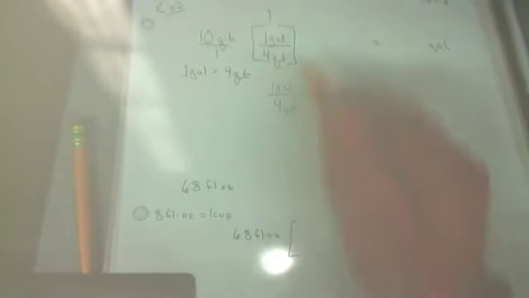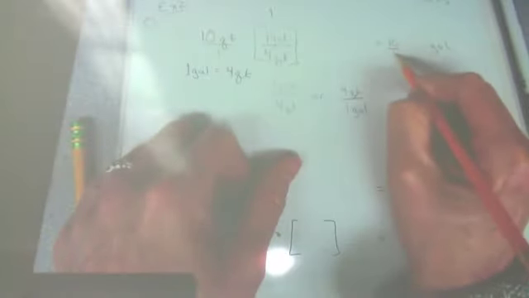Alright, so I see that quarts cancel with quarts. I'm just going to ignore the numbers for a minute. I have quarts canceling with quarts, and all I'm left with is gallons, and that's what I want. Now I'm going to focus on the numbers. I have 10 times 1, that's 10, and 1 times 4, 4.